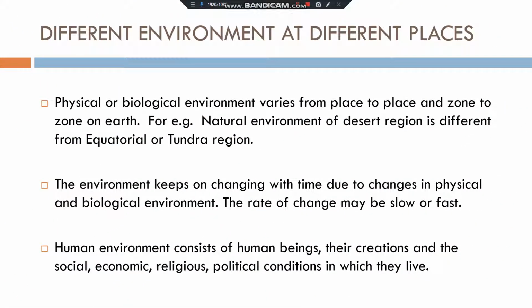You will find different environments at different places. Physical or biological environment varies from place to place. That is, if you see the natural environment of the desert, it is very different from the equatorial or tundra region. Means in the desert you will find very little vegetation, and in the equatorial or tundra region you will find more vegetation, means more plants, and the environment keeps on changing because there is change in the physical and biological environment.